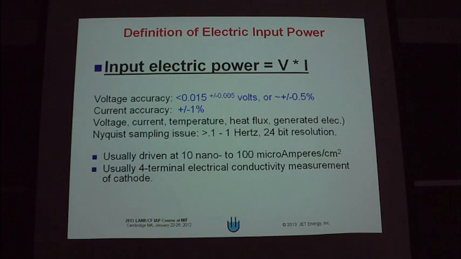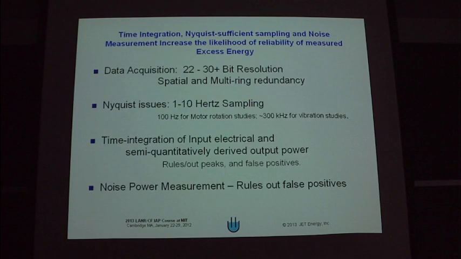You're going to see we drive these samples between nanoamperes and fractions of an ampere per square centimeter. And many of the devices that I'll show you have 4 terminals on the cathode, because I'm also interested in measuring the conductivity of the cathode through it. And we'll come to why we do that. So our data acquisition is at least 24 bits now. There's our sampling. And the other thing we do is noise measurement over long amounts of time so we can rule out false positives. And I'll show you how we do that in a second.